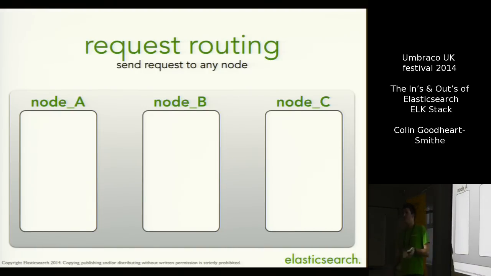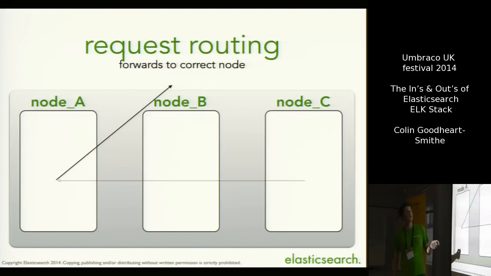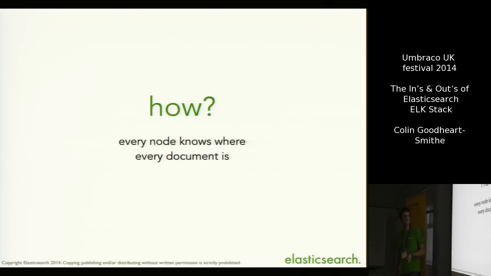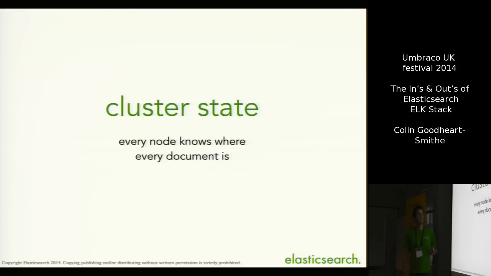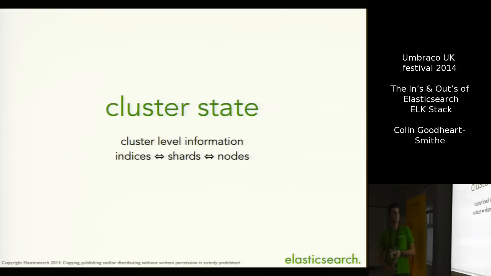And like I said earlier, you don't want to know which one of these nodes you need to send your request to. That would be quite difficult as a user to work out. So what you can do is send your request to absolutely any node in the cluster, and we'll forward it to the correct node, and then return you back the response. So how do we do this? Every node in the cluster knows where every document is. I don't mean by this that every node has a list of all of the documents, but every node has what's called the cluster state. And this is cluster level information. So it tells you which shards belong to which indices and which shards live on which nodes. And this is the information that we can use to work out where your documents actually are.